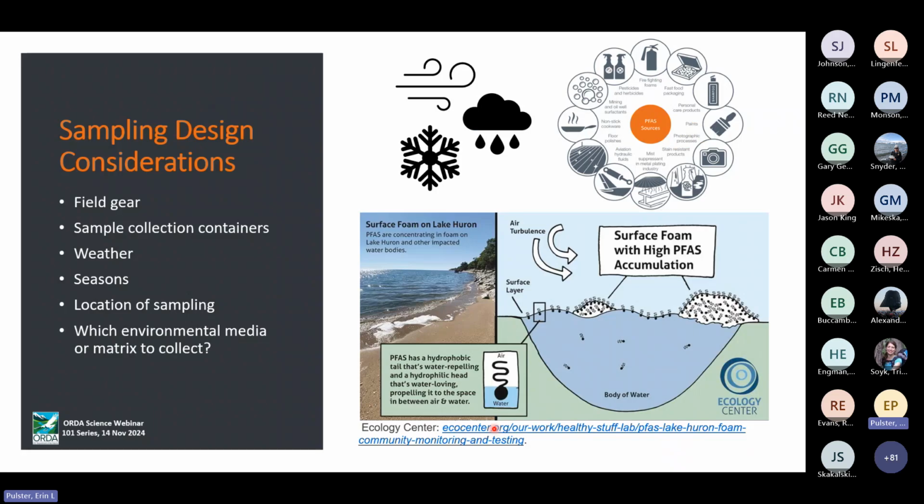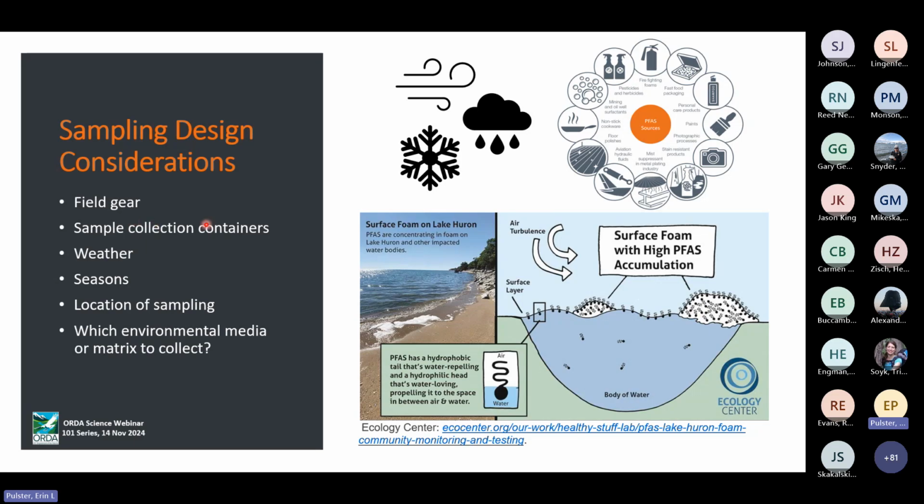Now, sampling design considerations when you're going out to sample. Again, I mentioned the common uses of PFAS. So when you're designing your study and getting your gear together, you have to take a close look at what your gear is made out of. For instance, a lot of the water pumps that people use to sample water have Teflon liners and tubing and things of that nature, and those may contain PFAS. So understanding what is in your field gear is going to be critical when you're out collecting at a PFAS contaminated site.